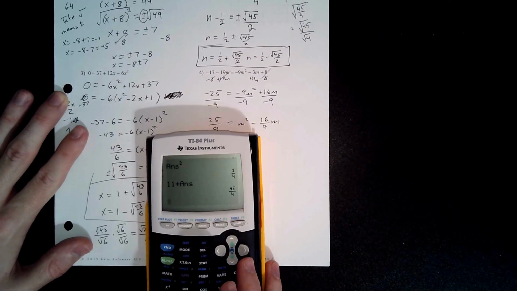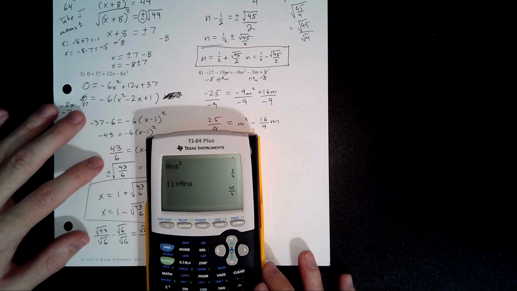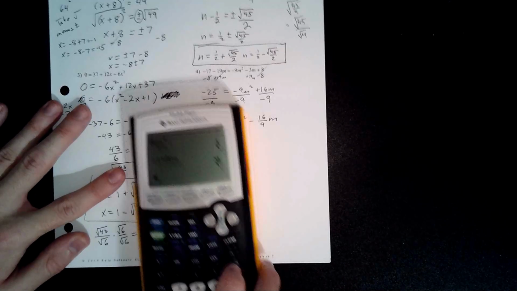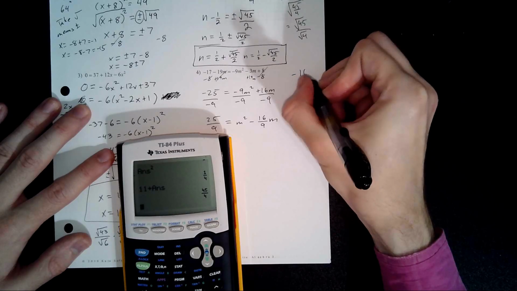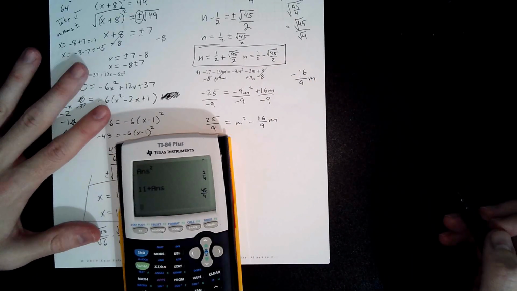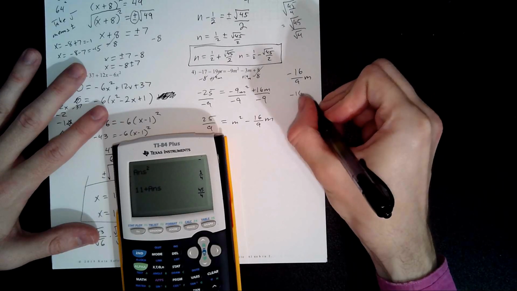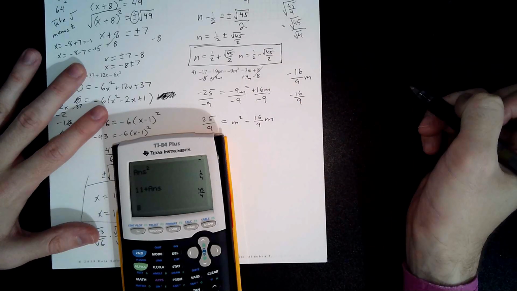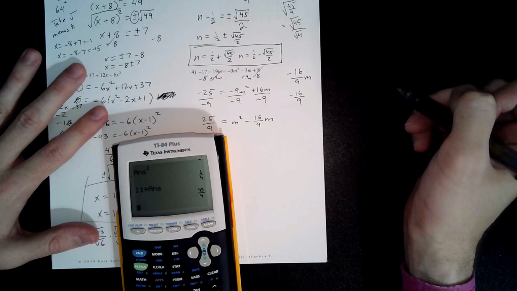Maybe I should show you how to do it by hand before the calculator. Yeah, let's do that. So just this negative 16 over 9m part. All right, so the by hand part, we're going to first take away the m, just like normal. Same exact thing we've been doing. Then we're going to divide by 2.